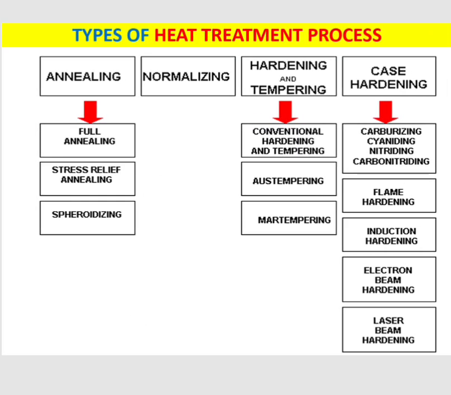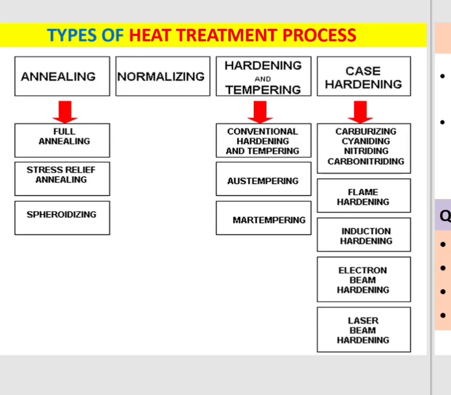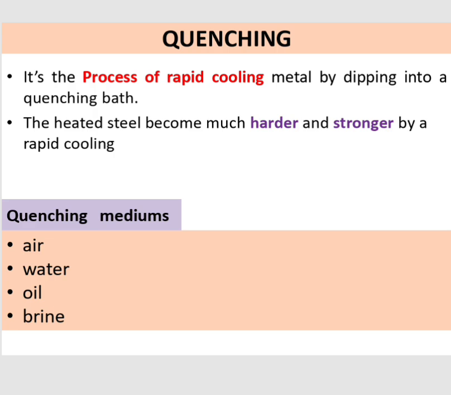So what are the types of heat treatment process available? Basically, they are categorized in four categories: annealing and normalizing, hardening and tempering, and case hardening. These all come under the heat treatment process. Based on the application, we are going to see them one by one.